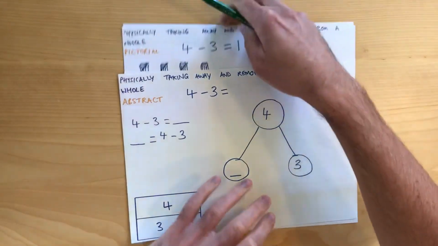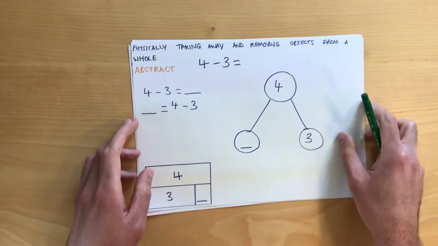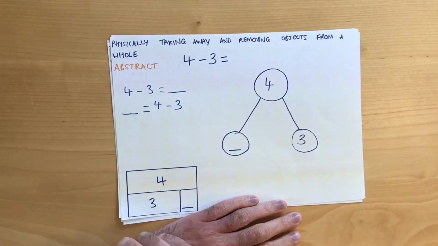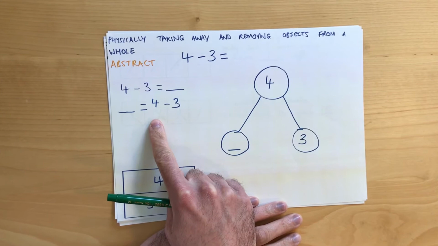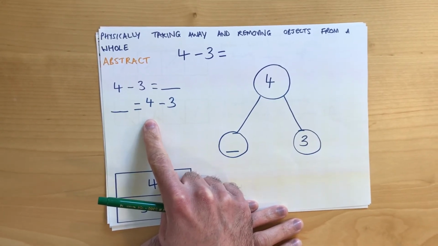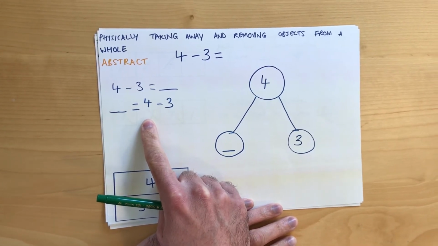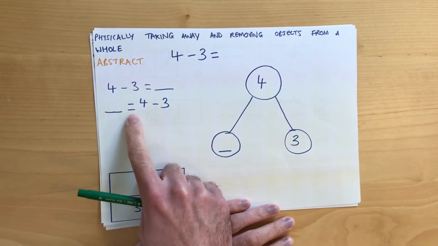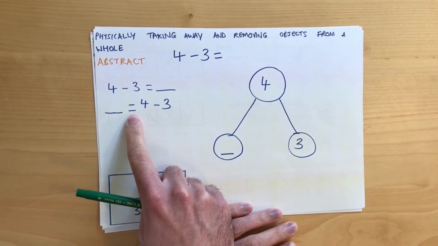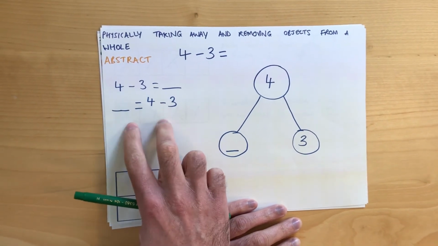And finally, the abstract method of physically taking away and removing objects from a whole is simply written as 4 subtract 3. However, it could be that the missing number in this number sentence is at the beginning. It's really important that children see problems written in both ways. Therefore, it's very important that they understand that the equal sign symbol also is equivalent and the same as. Both sides of the number sentence must be balanced.